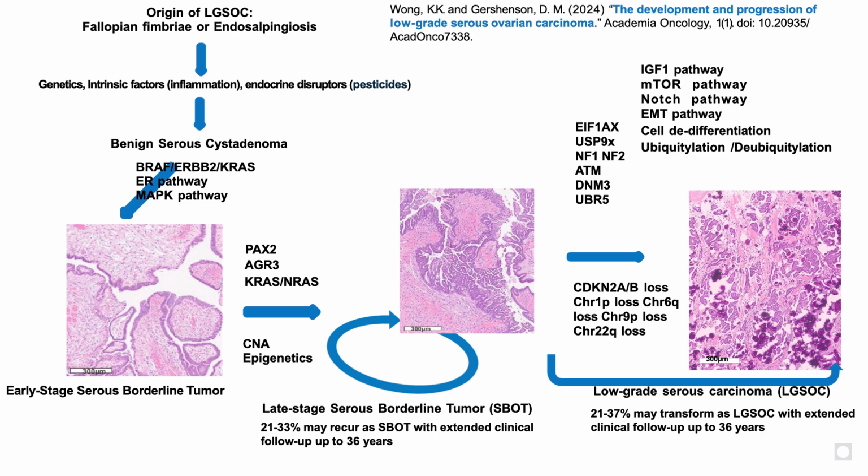And there's some literature looking at how the patient is doing after. Some centers follow the patients very long, like up to 36 years. Very impressive. So it seems for late stage borderline, about 20% will recur as borderline. When they recur as borderline, I think it's okay, right? But still it's borderline. But for some of them, they will recur as low grade.